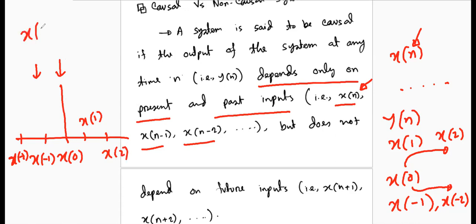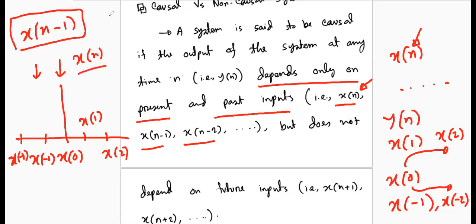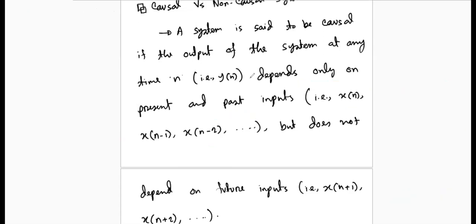Sometimes we represent it like n minus 1. This is basically xn shifted by one sample. But in some cases, it also represents the sample position in the past when n is given. So I believe that is very simple. That means if our output only depends on the present and the past inputs, it is known as a causal system.